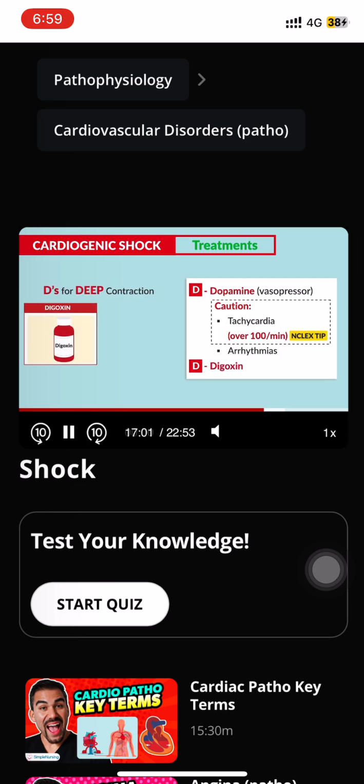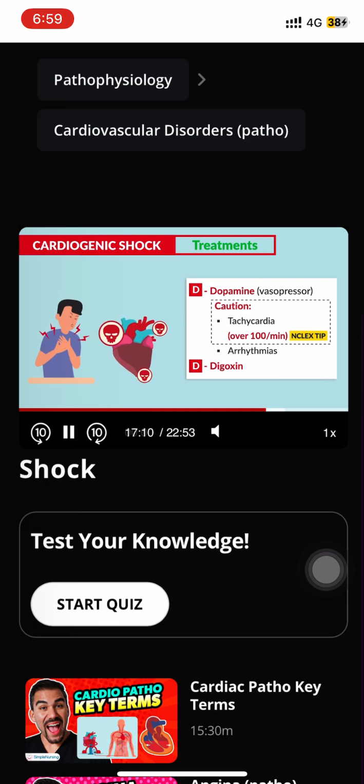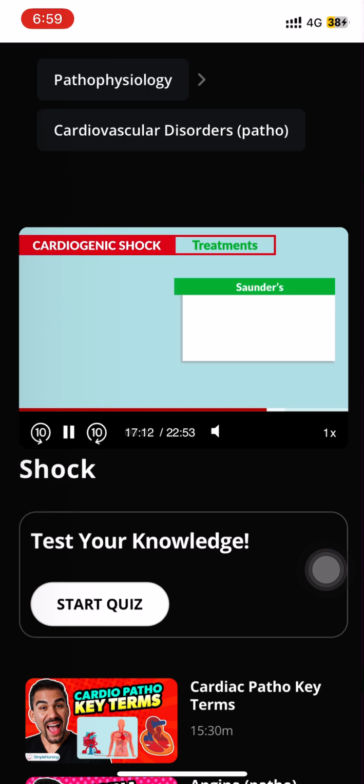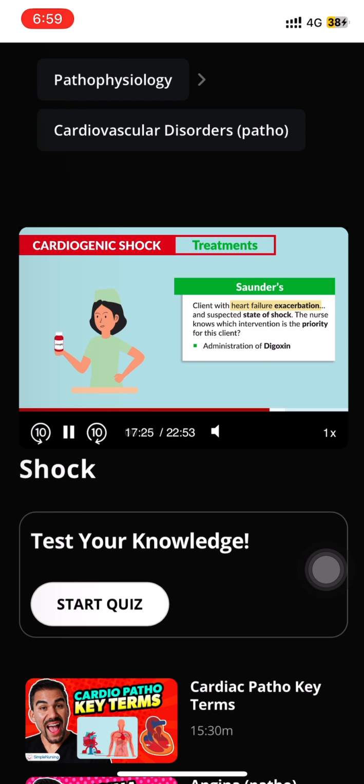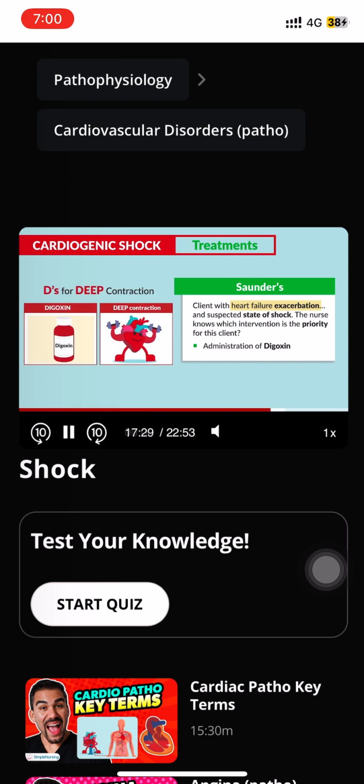And the next D is for digoxin. Just think digoxin digs for a deeper contraction here, especially for our clients in heart failure who have a failed heart pump with a weaker contraction. And Saunders mentions, a client with heart failure exacerbation and suspected state of shock, the nurse knows which intervention is priority for this client. Administration of digoxin. Yes, we need a dig for that deeper contraction.